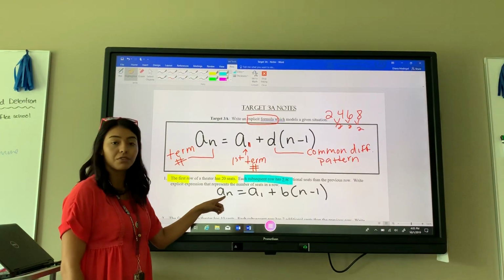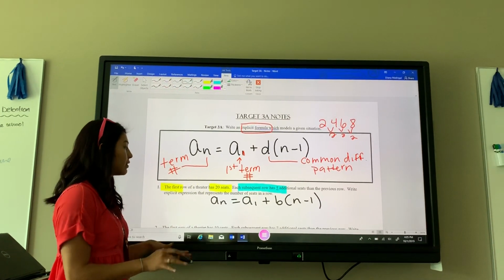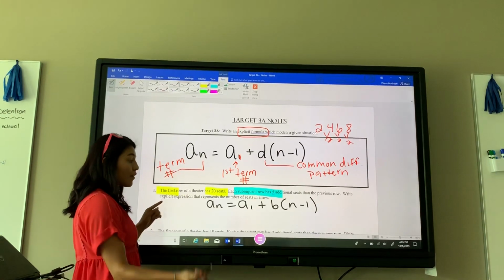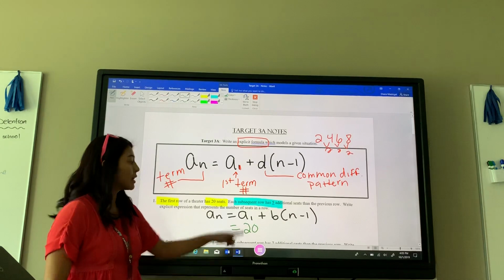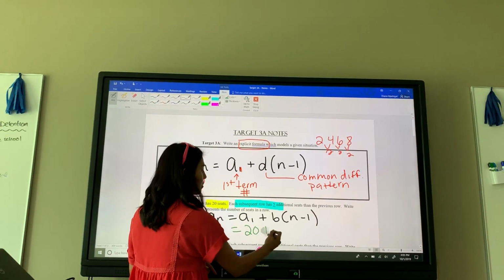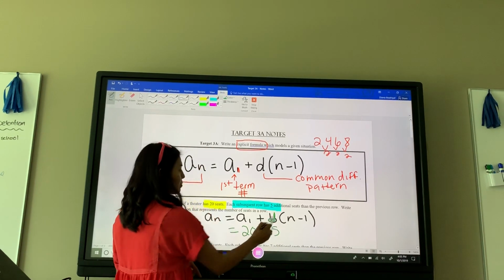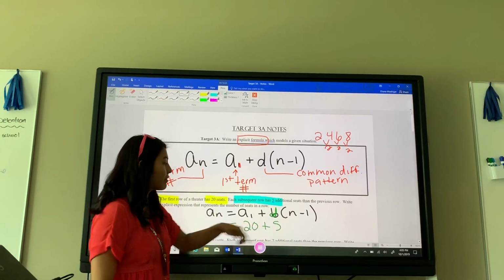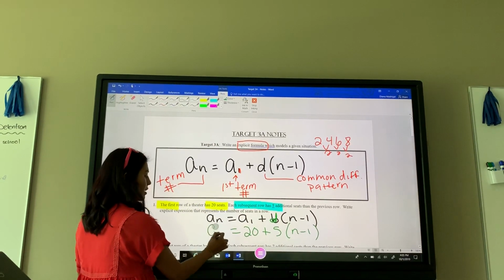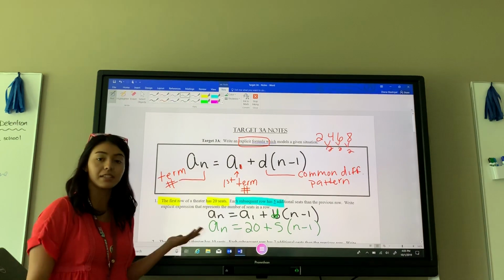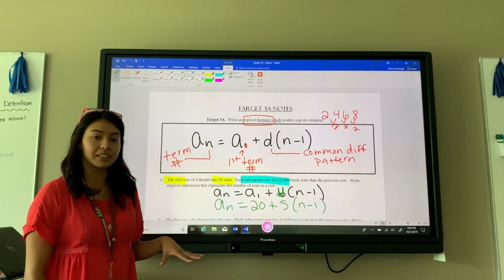Alright, this is my explicit formula. Again, I have to write the formula. All I have to do is plug in the numbers I know. The first row is my first term, so I know A1 is 20. My sequence goes up by 5, so I know D, that's supposed to be a D, sorry, that's supposed to be a 5. The N minus 1, I told you, always stays there if I don't have a term number. That's it. Okay? All you're doing is writing the equation. So can you guys try the next one, please?